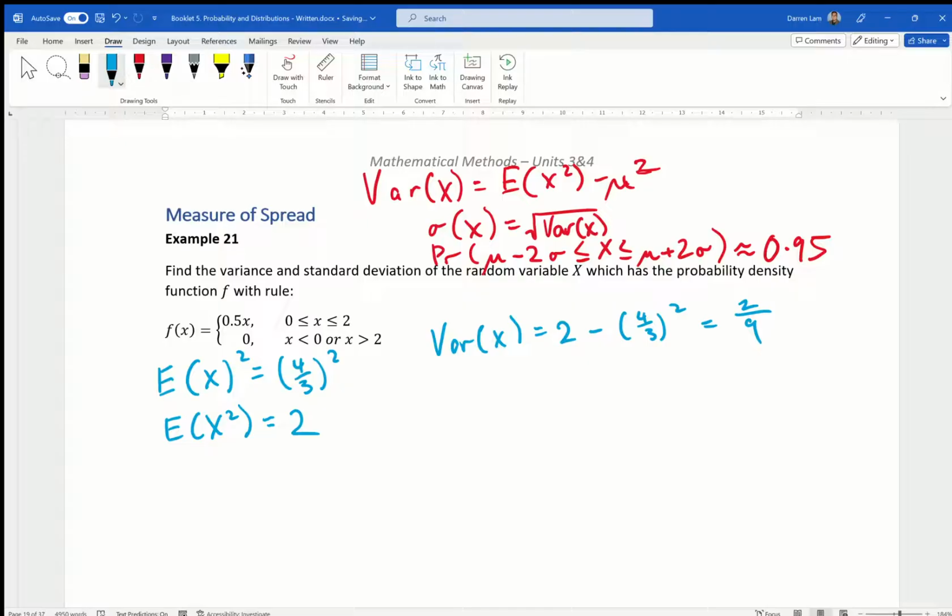The question's asking for the variance and the standard deviation. We've already got the variance. The standard deviation, of course, is just going to be the square root of the variance, which ends up being the square root of 2 over 9, which is approximately 0.471. Again, that is a CAS step. Please don't stress about doing that in your head.